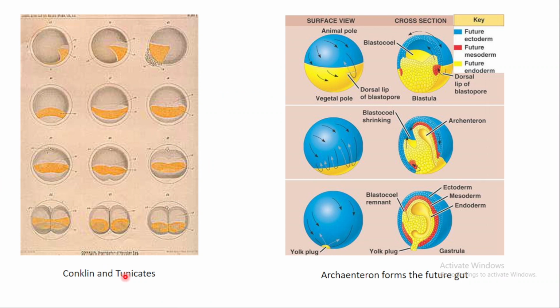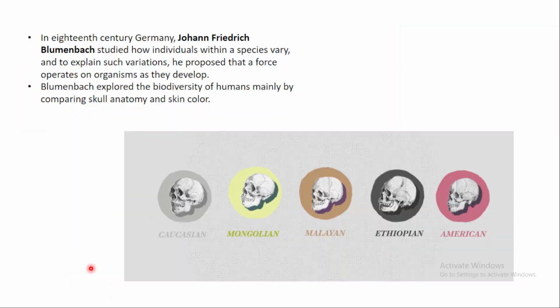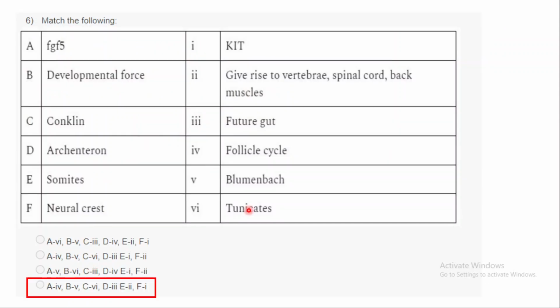Similarly, Conklin and tunicates. Conklin is another scientist who took advantage of the pigmented blastomeres in tunicates to follow the fate of each blastomere. Here the yellow pigmentation marks the blastomere. Tunicate organisms have this special property in which each blastomere can be followed, can be fate mapped, and Conklin did that. That's why we have Conklin matching tunicates.